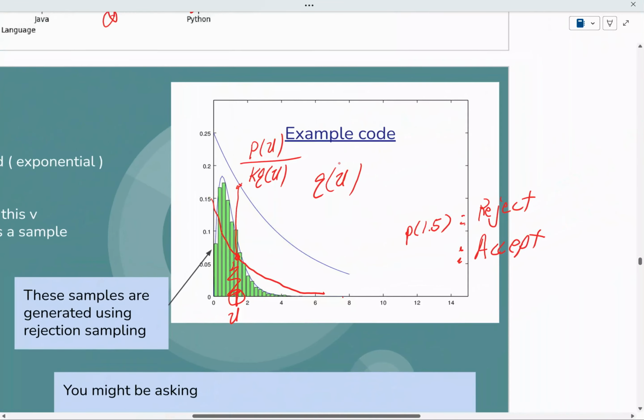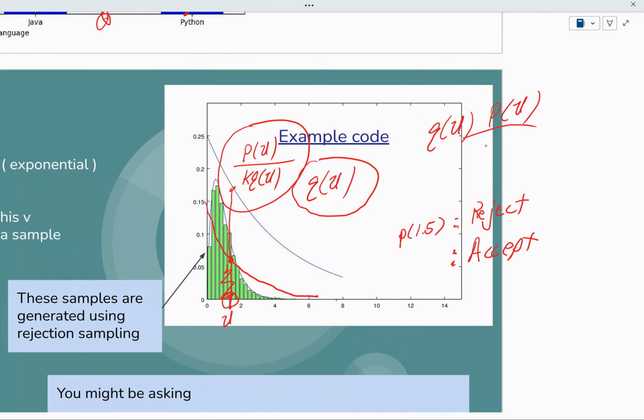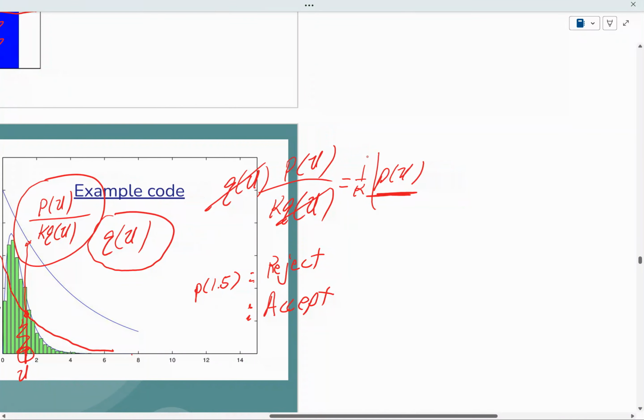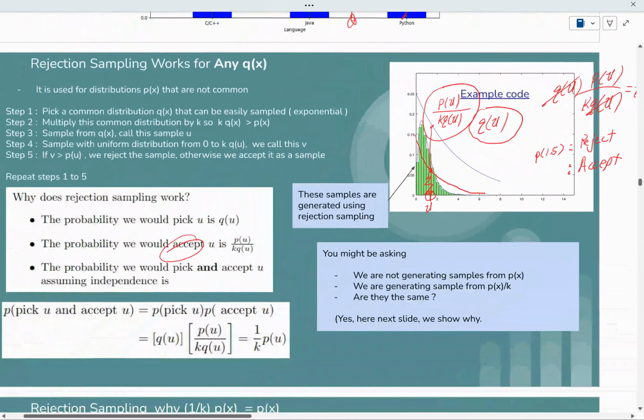Therefore, the probability of you picking u and accepting u is q of u times p of u over kq(u). And notice how this cancels out, giving you 1 over k p of u. Is this it? Yeah. So notice how you get this back, probability of u. And this is the reason why rejection sampling works.